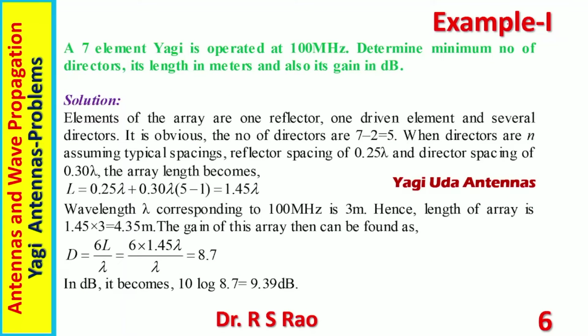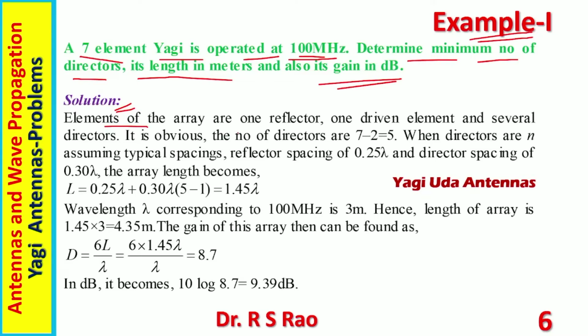So far the discussion was on problems set around helical antennas. Now we move to problems on Yagi-Uda arrays. Example 1. A 7-element Yagi is operated at 100 megahertz. Determine minimum number of directors, length of the array in meters, and also its gain in dB. This is a typical problem, standard problem, frequently appearing in the examinations. So let us go through it keenly, seriously.